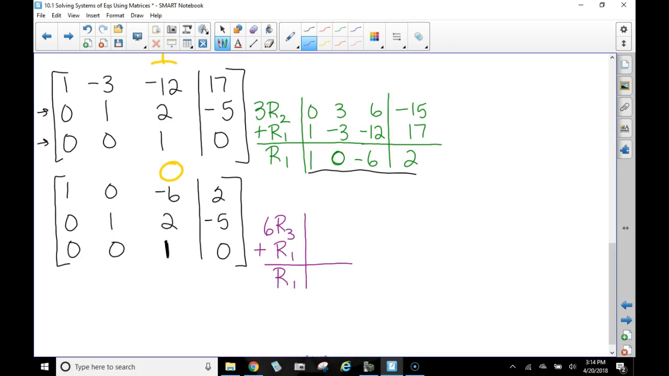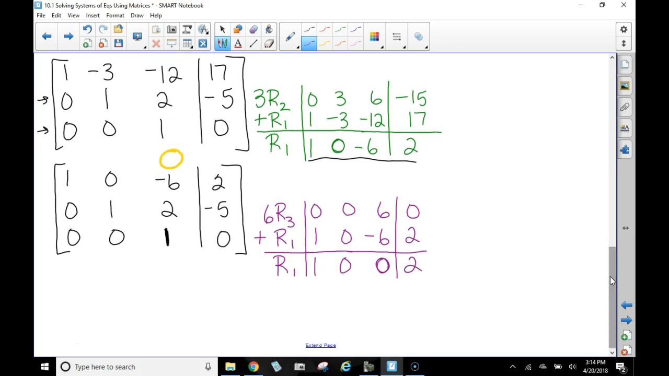Check me out. 6 times row 3 is 0, 0, 6, and that also happens to be 0. Row 1, copy row 1 down carefully: 1, 0, -6, 2. I'm going to add those together. 0 plus 1 is 1. 0 plus 0 is 0. 6 and a -6 is 0. That's why I was doing that. And 0 and 2 is 2.